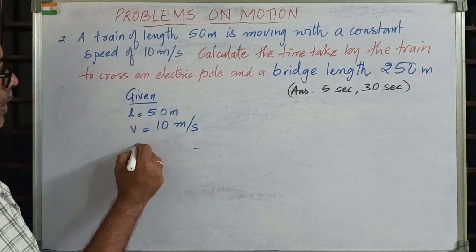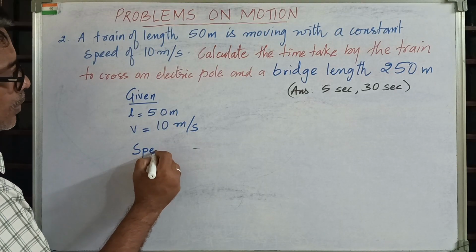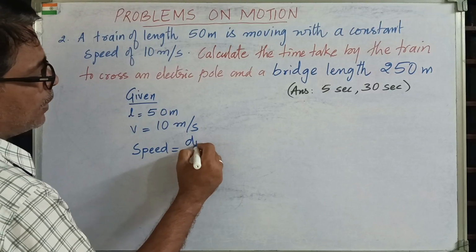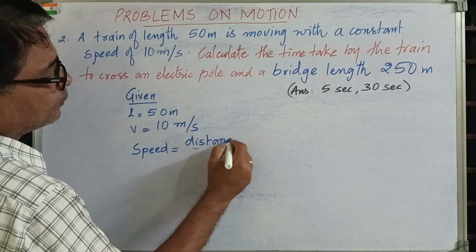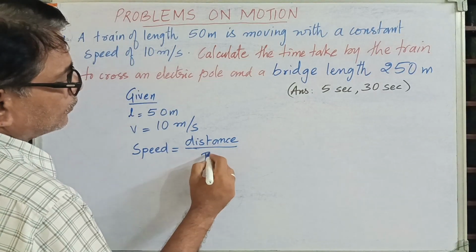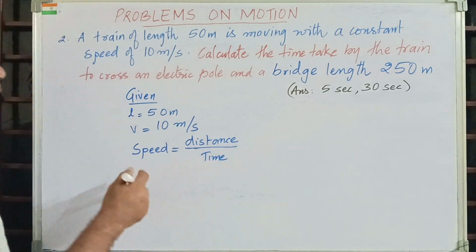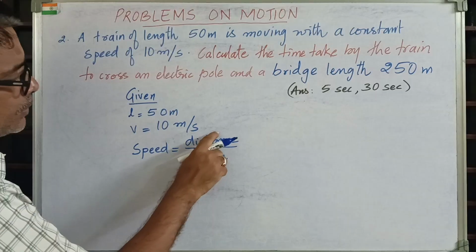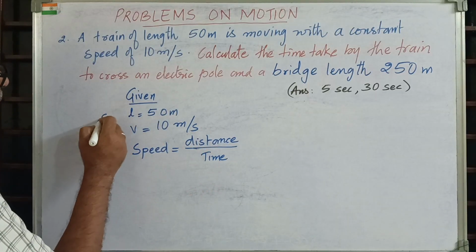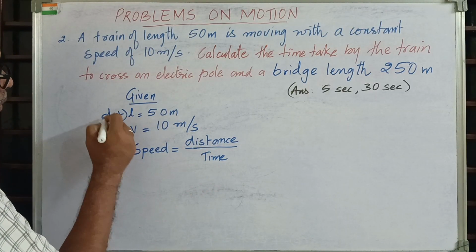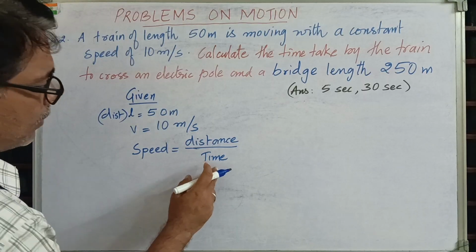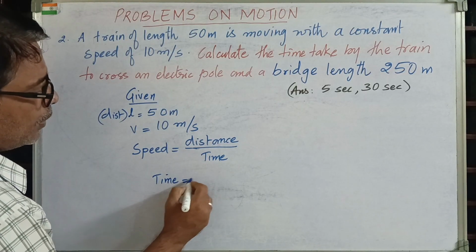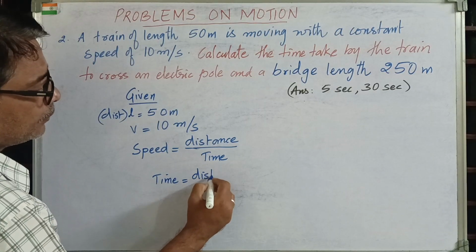Now let us find time. So actually speed is equal to what? Since speed is given, speed is equal to distance by time. Now, is speed given? Yes, speed is given, 10 meters per second. Is distance given? Yes, distance is nothing but length. What is not given? Time. So cross multiply. Time is equal to distance by speed.